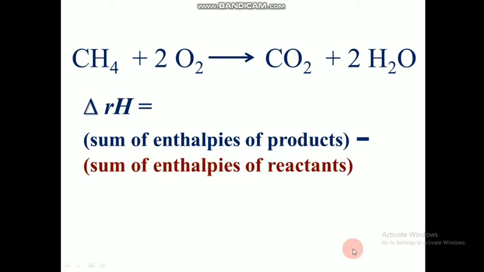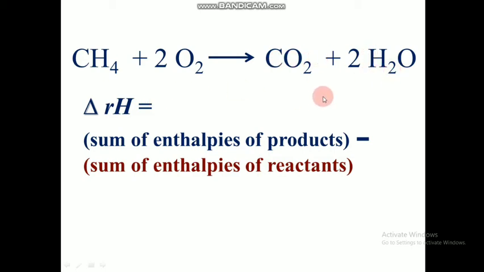A chemical equation not only gives us an idea about what is inside, it also gives us an idea about the quantity which is reacted. If we consider this as a molar equation, 1 mole of CH4 reacts with 2 moles of O2 to give 1 mole of CO2 plus 2 moles of H2O. So the moles, or the quantity, are also represented by a chemical equation.